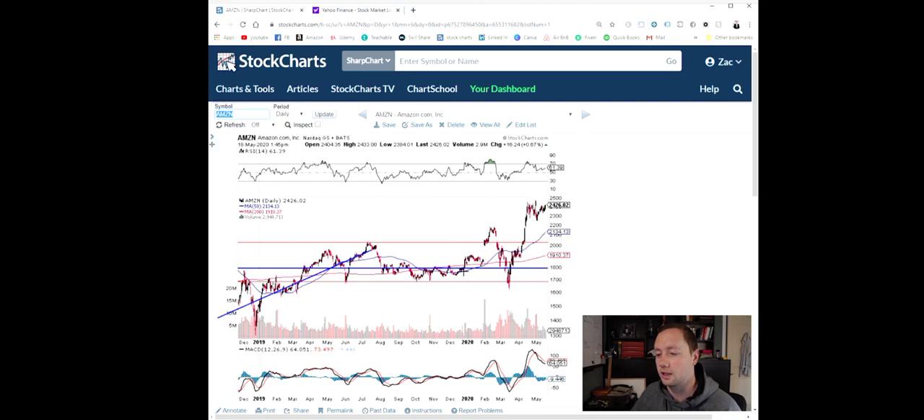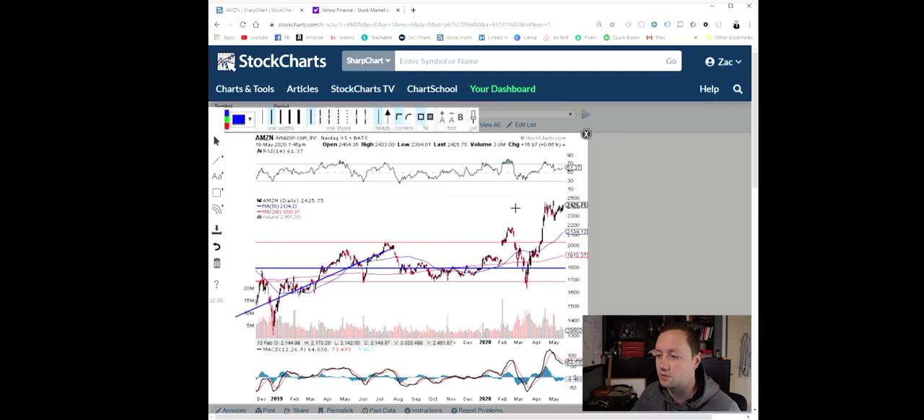All right, Amazon. I really like this one. This one is possibly the ultimate winner out of COVID. They did have some worker strikes where they're going to have some issues, but overall, this company is a beast. It's a complete and absolute dominator.